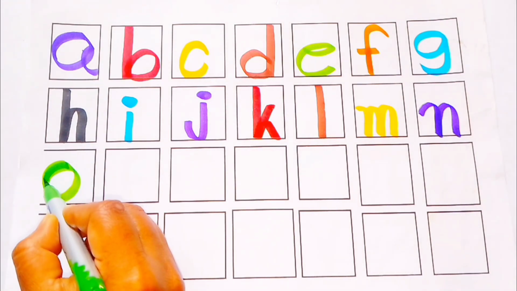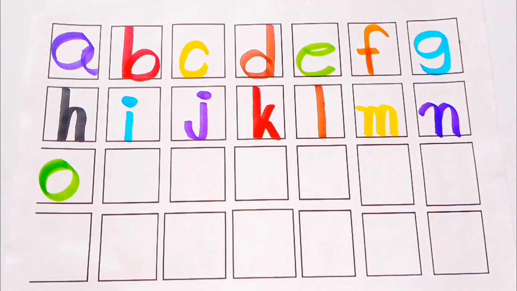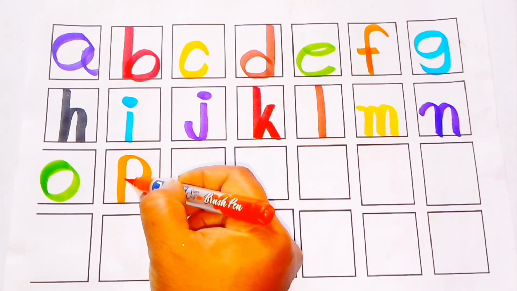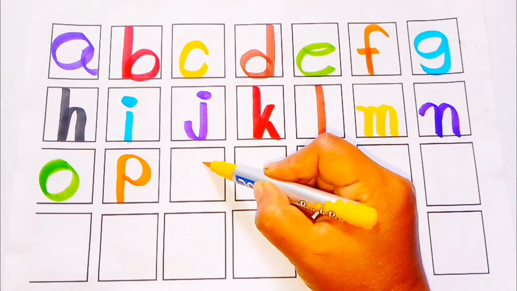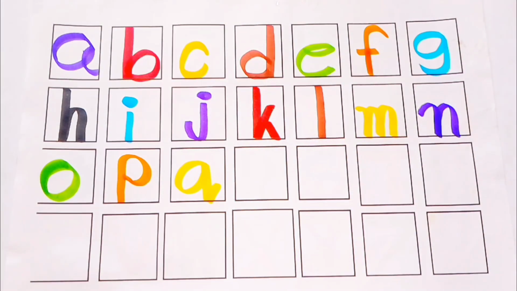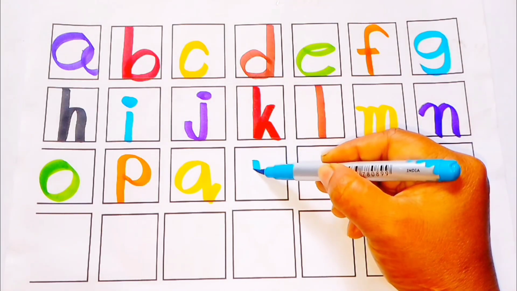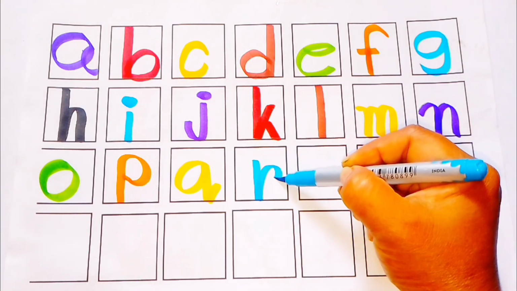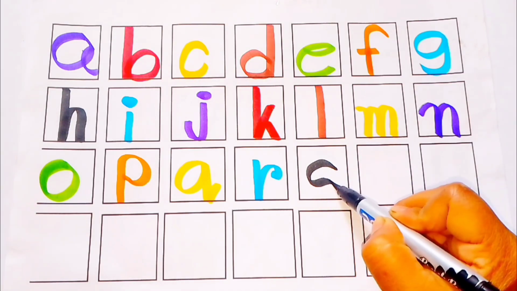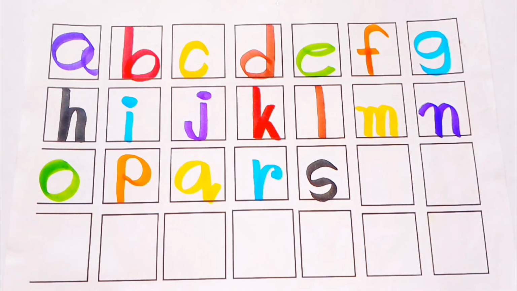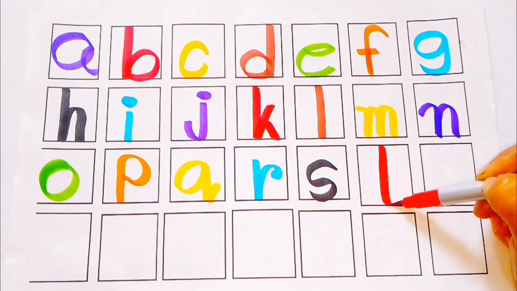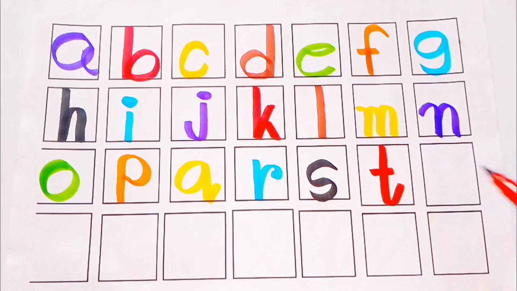O for owl. P for pen. Q for queen. R for rose. S for sunflower. T for tiger.